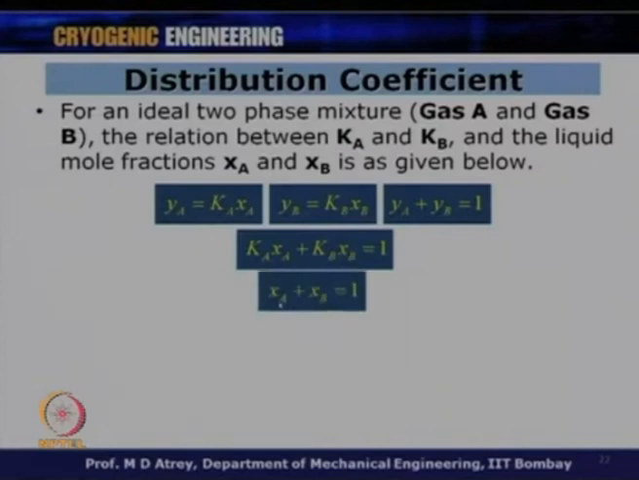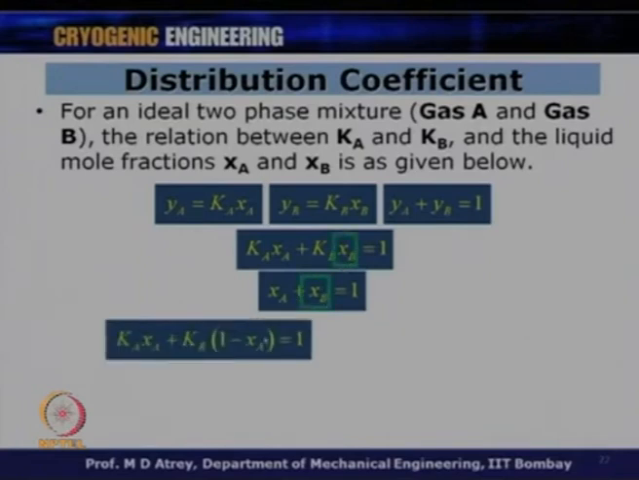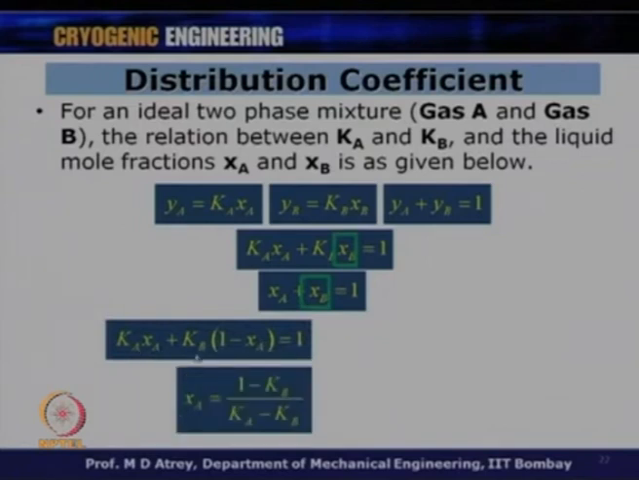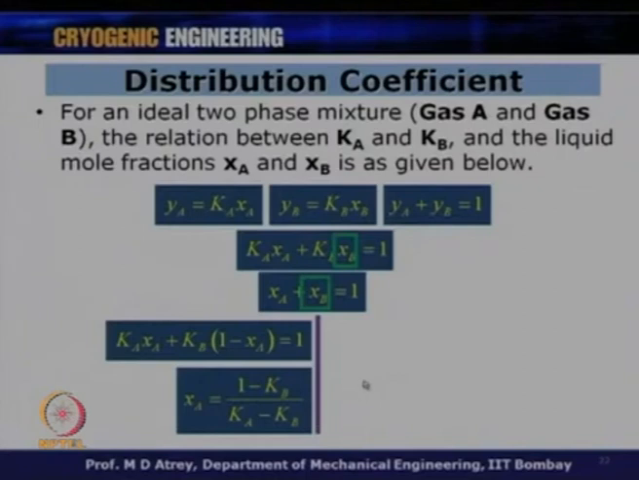So, we also know that Xa plus Xb is equal to 1, and if I therefore replace the value Xb here as 1 minus Xa, I get Ka Xa plus Kb into 1 minus Xa is equal to 1, and therefore, from here I can compute the value of Xa is equal to (1 minus Kb) upon (Ka minus Kb). So, if I know the distribution coefficient of gas A and gas B, that is Ka and Kb for a given temperature and pressure of a mixture, then I can compute theoretically what is the value of Xa. Similarly, I can do the same thing for Xb also.